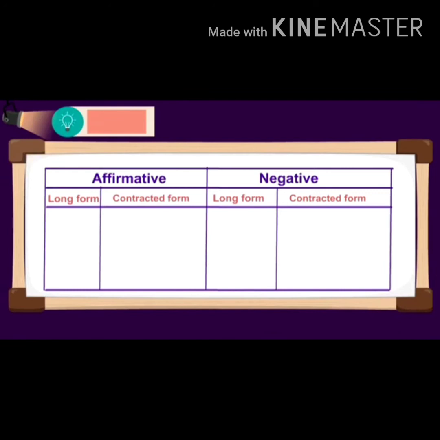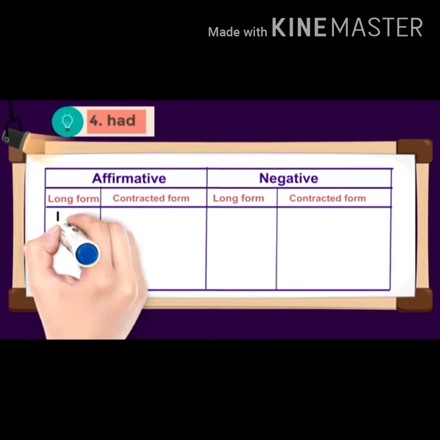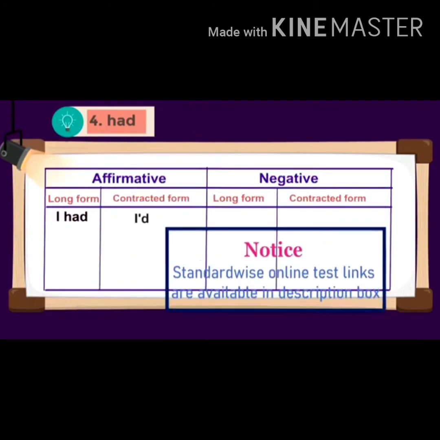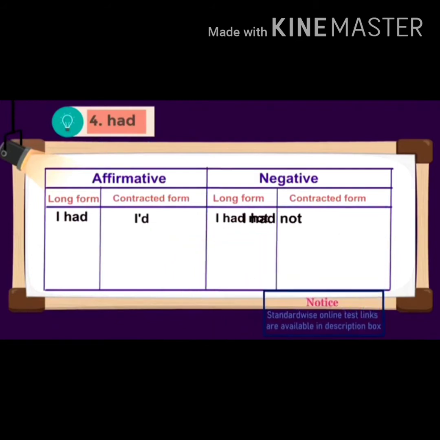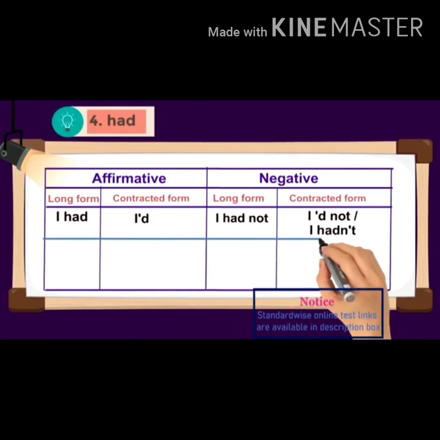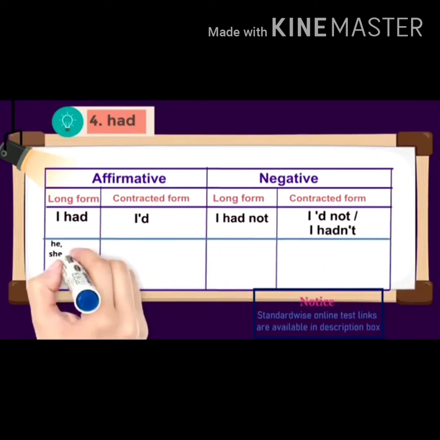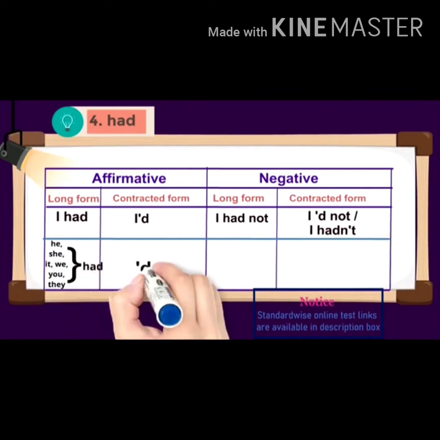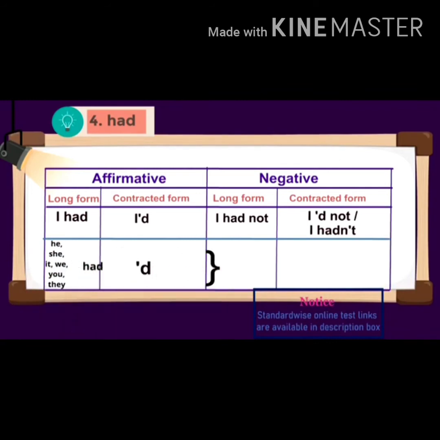Now learn short forms of auxiliary verb had. Had is used for all pronouns. We'll take one example with I. I had, I'd, I had not, I'd not or I hadn't. Using apostrophe we can make other short forms of the remaining pronouns.